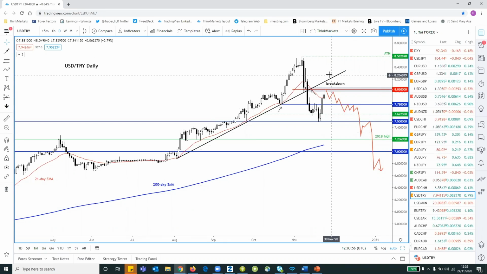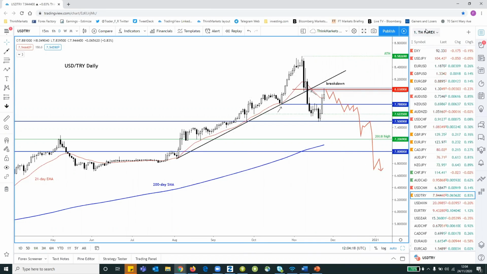I could be wrong. If it goes back above this broken bearish trend line, at that point I will drop my bullish Turkish lira view until I see some further price action. But right here is where I think it's got the best chance of going down from where it is at the moment.